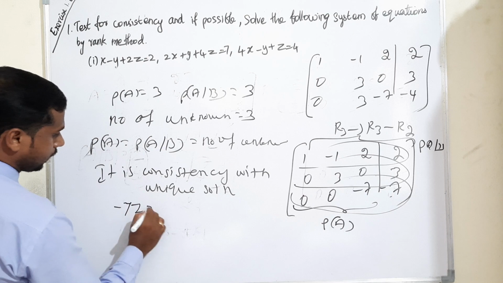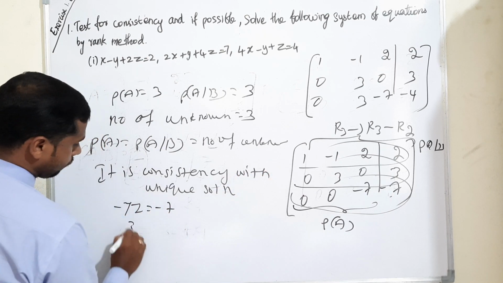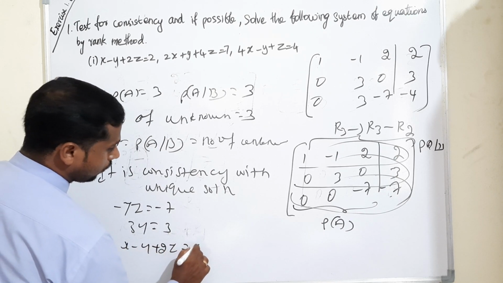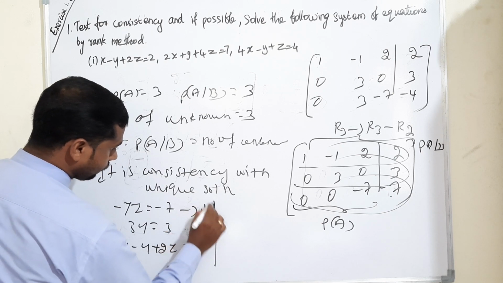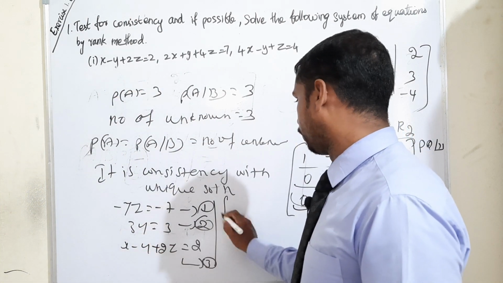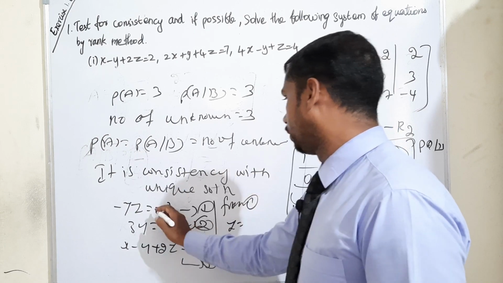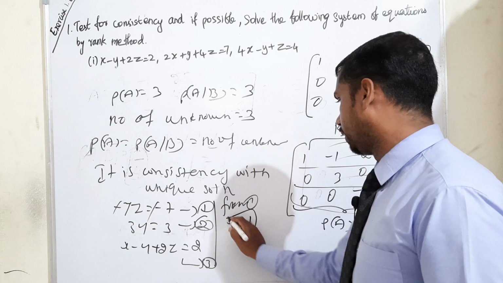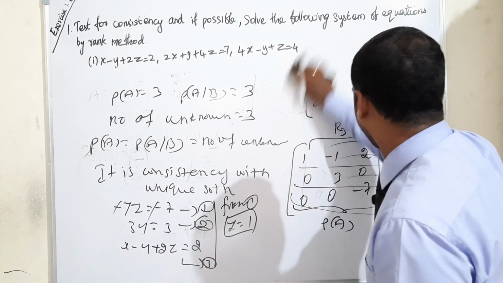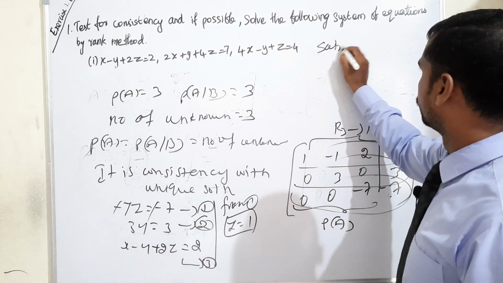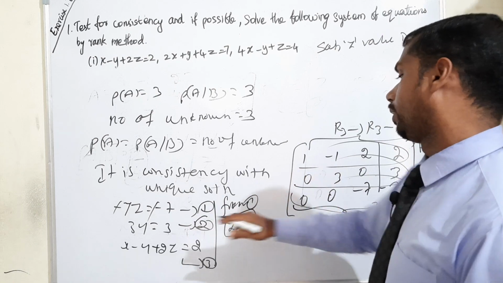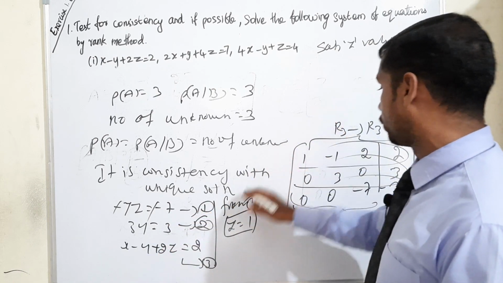So, if it is a unique solution, the last term in echelon form means minus 7z is equal to minus 7. Second term 3y is equal to positive 3. First equation x minus y plus 2z is equal to 2. Equations 1, 2 and 3: what is the value of z from 1? From 1, z is equal to minus minus cancel, so z is equal to 1 because 7 divided by 7 is 1. Next condition, substitute z value in equation number 2, isn't it? What is equation number 2?